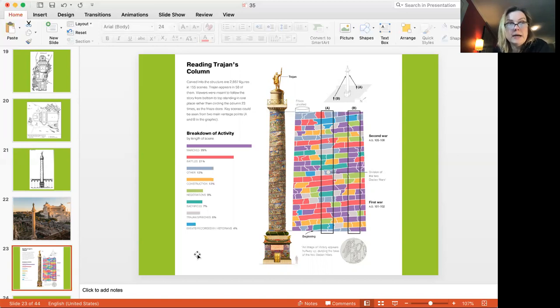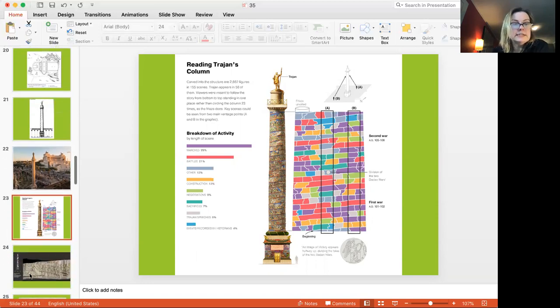If you have time, I highly recommend it. So we get a lot about marching and battles, but also not just those most important aspects of fighting, but also construction, negotiation, sacrifice, Trajan giving a speech. So there's a lot of stuff happening on these. This is a really rich narrative with over 150 scenes.